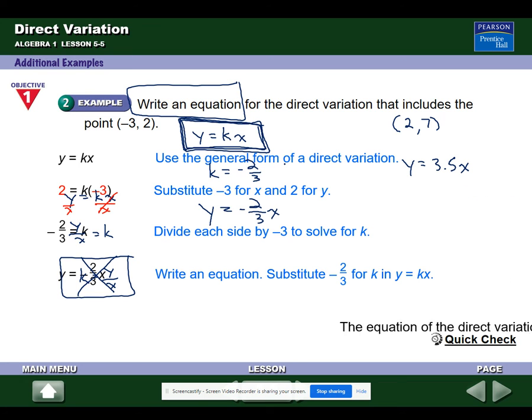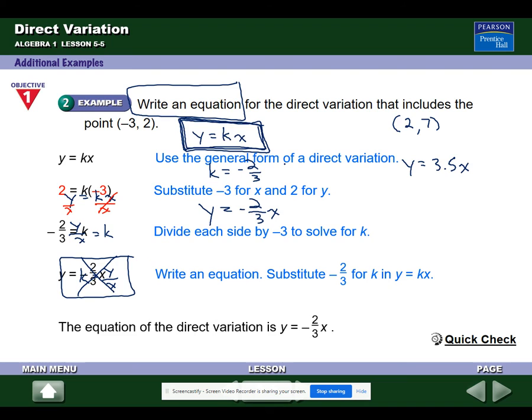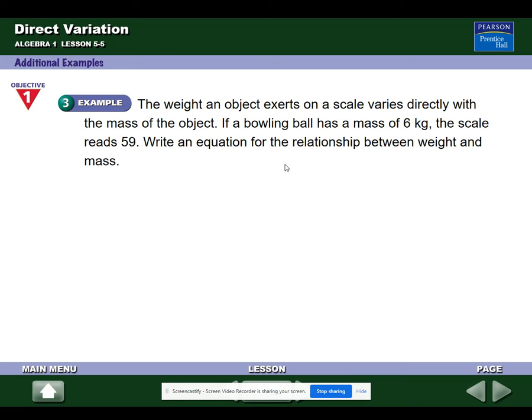Okay, a couple more. The weight an object exerts on a scale varies directly with the mass of the object. If a bowling ball has a mass of 6 kilograms, the scale reads 59. Write an equation for the relationship between weight and mass. Now think about this.